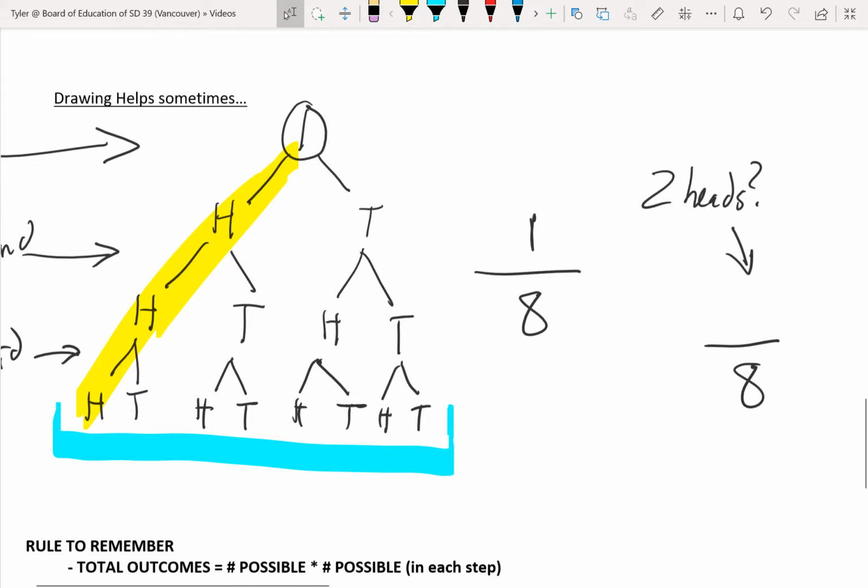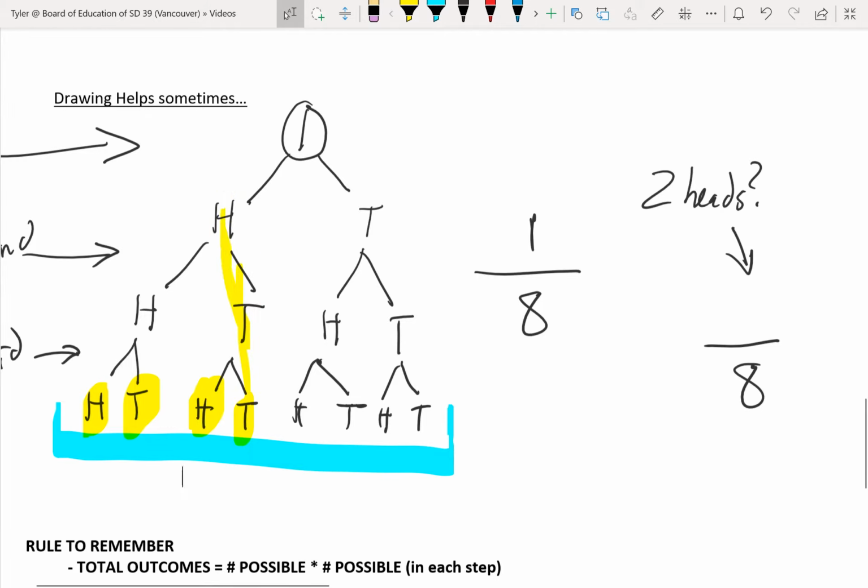Well, there's 8. Now to figure out how many times we can get 2 heads, we might have to actually count through and look at them. So let's look at all the outcomes. This one obviously is good. This one as well, because it was heads, heads, and then tails, is good too. So we'll color that yellow. This one is good because it was heads, tails, and then there were 2 heads.